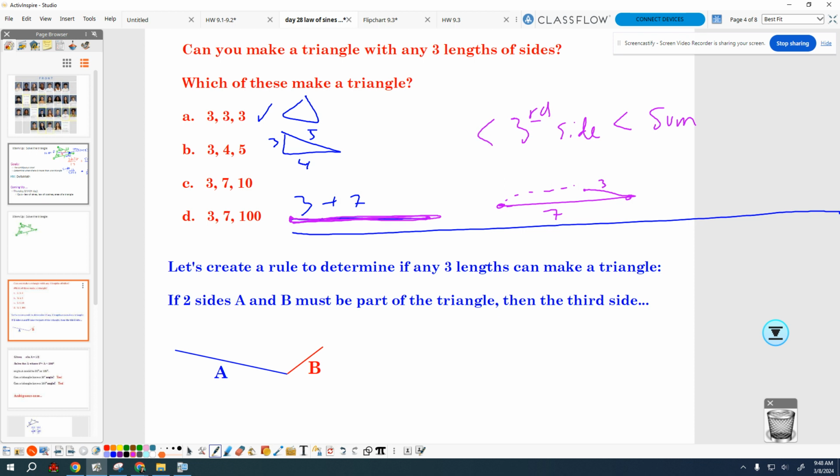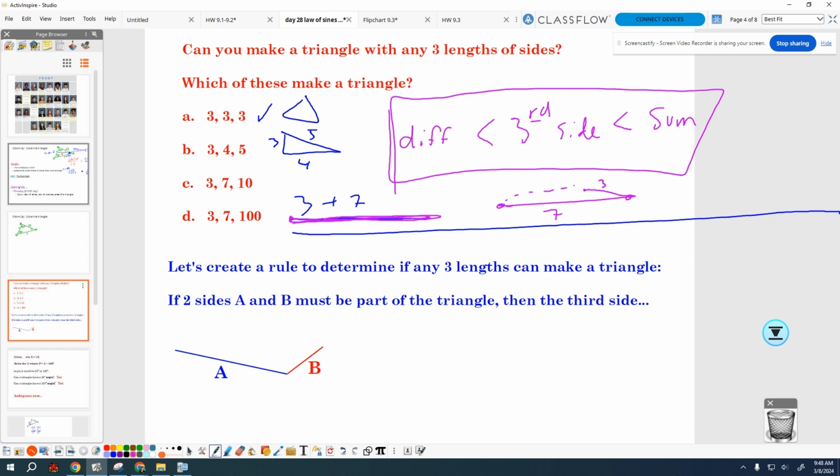Whatever your third side is has to be bigger than the difference and smaller than the sum. Can we write that rule down? The third side needs to be bigger than the difference and smaller than the sum.